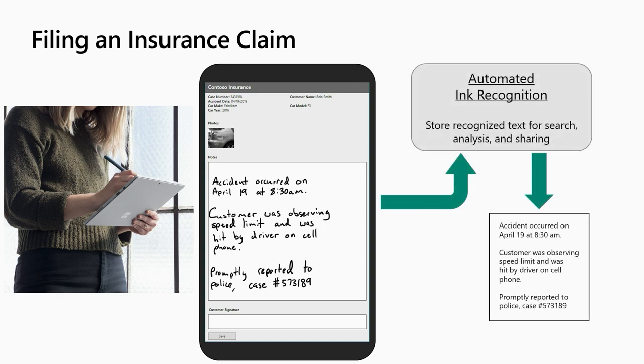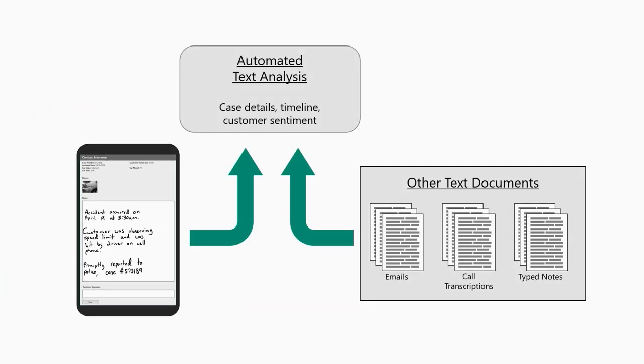Now, these handwritten notes are then automatically recognized using ink recognition, and the text from those notes is added to the case details. Now, the text that was recognized is then automatically analyzed along with other pieces of related text content from this case. Things like emails between the customer and the insurance agency, maybe additional typed notes that the agent had done back at their desk, or maybe even scanned documents, say, from a repair shop. These are all analyzed together to automatically extract key case details, as well as put together a timeline of the whole incident. And this allows the insurance agent to move this customer's claim along very quickly.